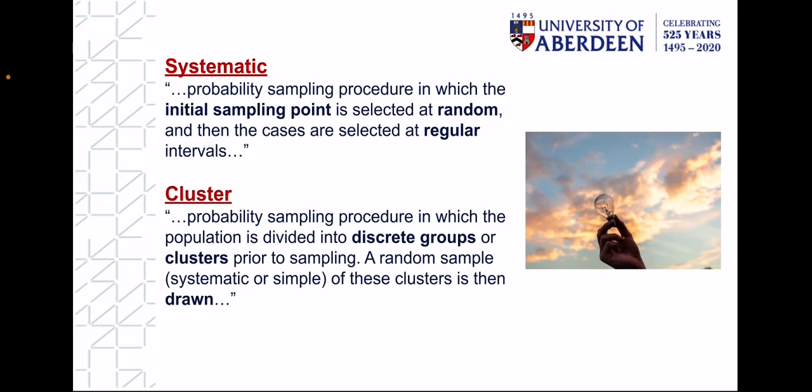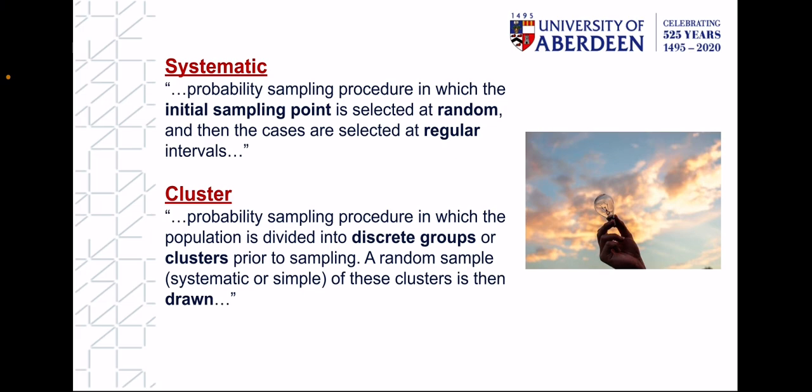So it's systematic. There's an initial sampling point, which is selected at random, and the cases are selected at regular intervals. It's a systematic selection whereby members from a larger population are selected from a random starting point, but at fixed, periodic intervals.